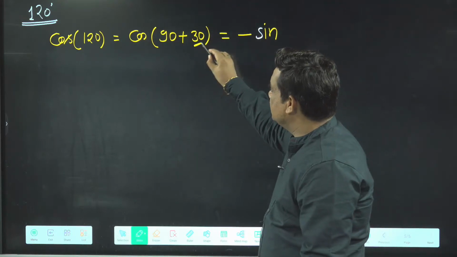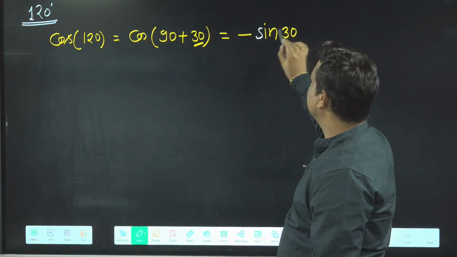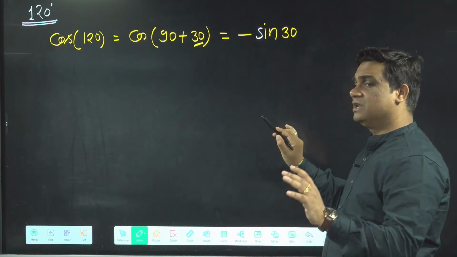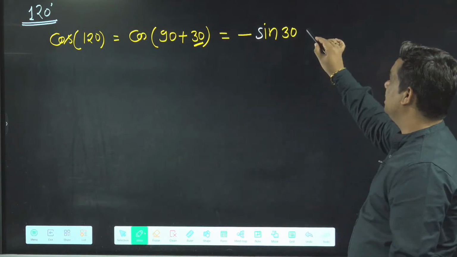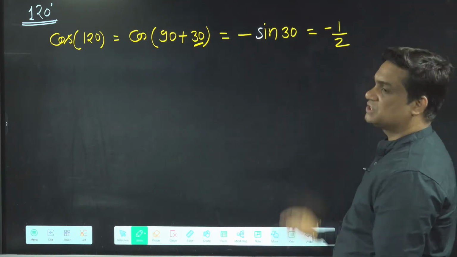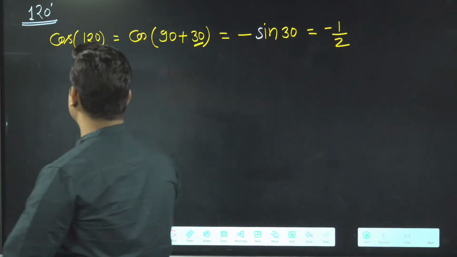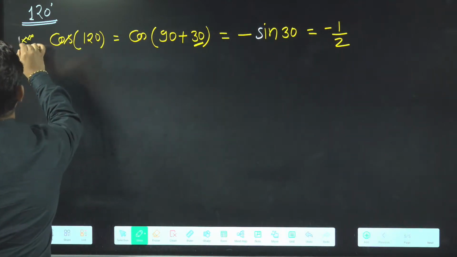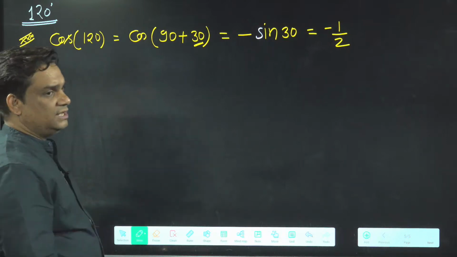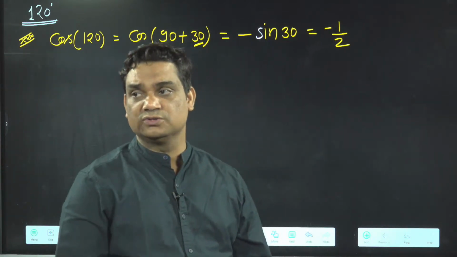And this one is basically 90 plus theta, so it becomes sine 30. Everyone is very clear that sine 30 is going to be half. So the value becomes minus half. This is the first value. From today onwards, you will remember cos 120 is minus half. I have to use it a lot of times.